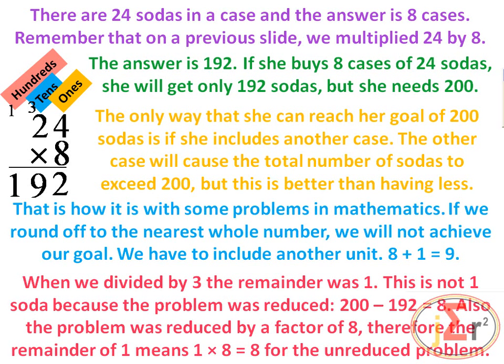We divide by 3. The remainder is 1. But do not forget that the problem was reduced by a common factor of 8. So when we get the remainder, we need to increase the remainder also by a common factor of 8. So 8 ones will be equal to 8. And 8 is what we will have for the unreduced problem.